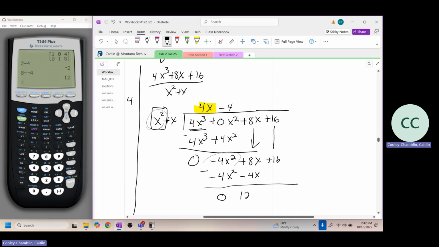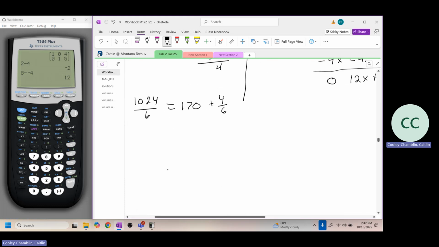So I have 12x plus 16. Now then I ask myself, what times x squared gives me 12x? Well, there are fewer x's in 12x plus 16 than there are x squared, so we're done. So we have a remainder of 12x plus 16. Okay. So I'm going to go to my next page because I am out of space here.